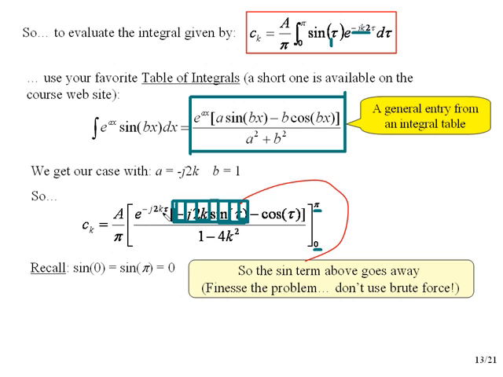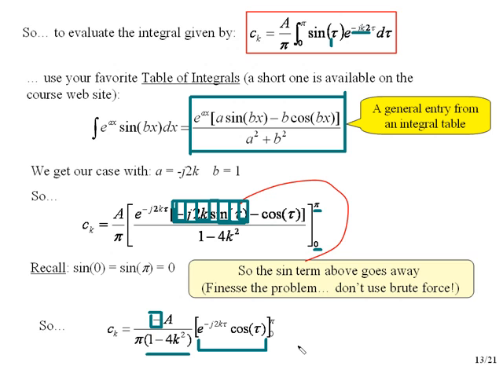So now all we have is this exponential times a minus cosine of tau over 1 minus 4k squared. That's what we have to evaluate. I've pulled the minus sign out in front right here, and this is the thing that we now have to evaluate. See how much easier that is? I've also pulled the 1 minus 4k squared out in front because it has nothing to do with the evaluation. So why carry that through all the evaluation? I'm evaluating at values of tau, so there's no tau in there. Pull it out.